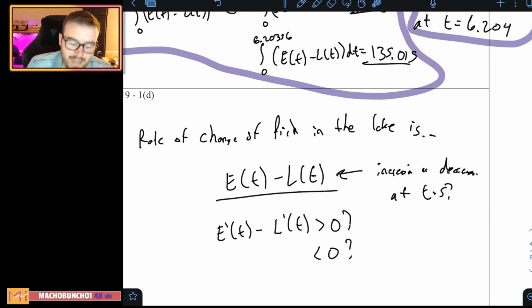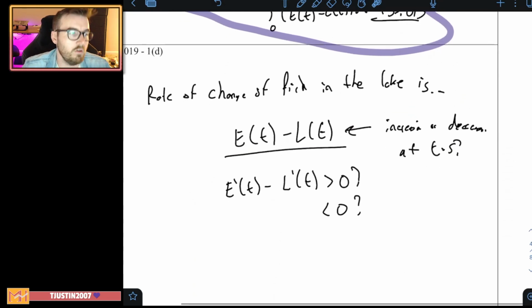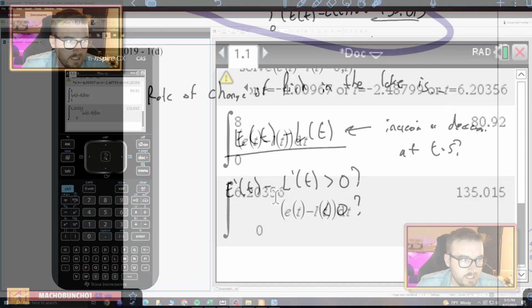However, that's not what the question asks. It says, is the rate of change increasing or decreasing? So you take the derivative of the rates to see if the rate of change is increasing or decreasing. I hope you follow that logic. So that's what I'm going to do. Let's go to the calculator.